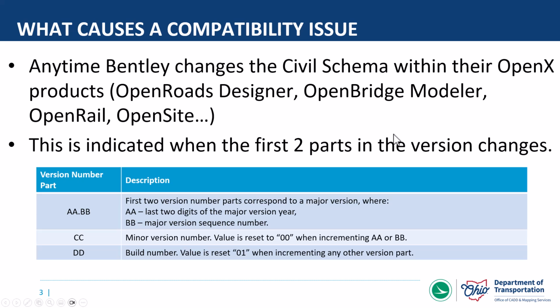So what causes a compatibility issue is anytime Bentley changes the civil schema within their OpenX products, whether that be OpenX Designer, OpenBridge Modeler, OpenRail, OpenSite. Anytime they change the schema within that product, the older versions will see compatibility issues. So how do you tell when the civil schema changes? You're going to look at the first two parts of the product version number. When those change, that means that there is a schema change.